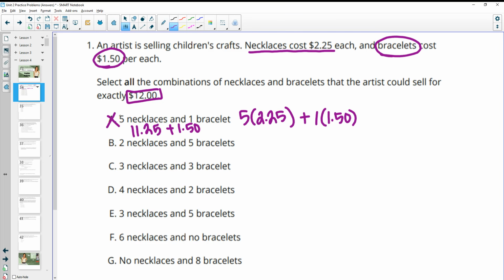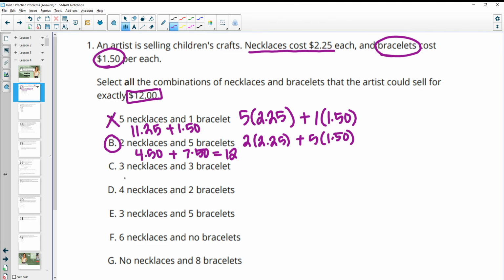We're going to take the number of necklaces always times the $2.25, and then the bracelets times the $1.50. So 2 times $2.25 plus 5 times $1.50. And 2 times $2.25 is $4.50, so we're making $4.50 on the necklaces. And then 5 times $1.50 is $7.50. And this equals exactly $12. So part B would be good.